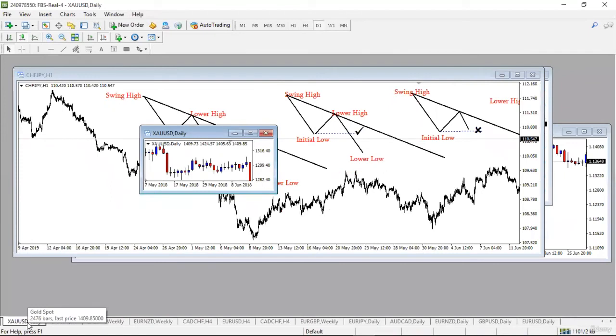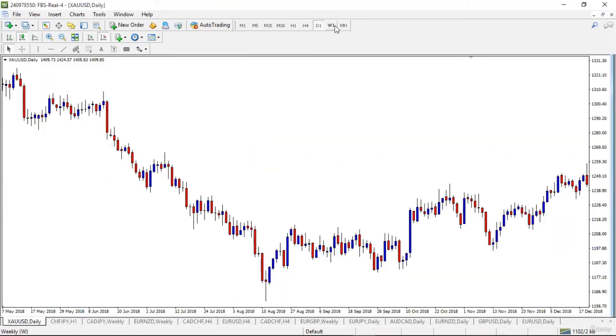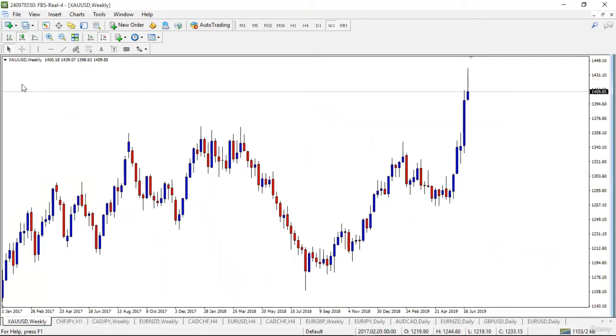And obviously, you will have different trends on different time frames. Different time frames will have different trends, and what might look like a trend on one time frame might actually be a correction on another time frame.